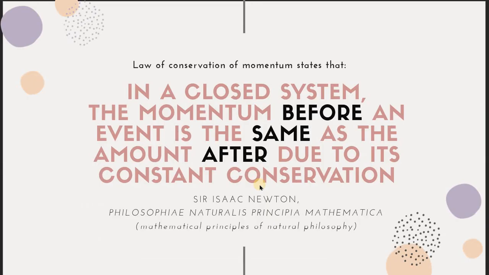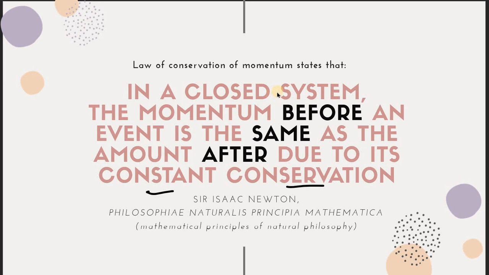According to the law of conservation of momentum, in a closed system, the momentum before an event is equal to the momentum after that event due to constant conservation. This is according to Sir Isaac Newton, from his book Mathematical Principles of Natural Philosophy. So let's have the statement explained.